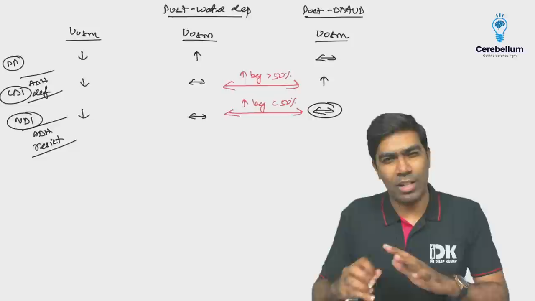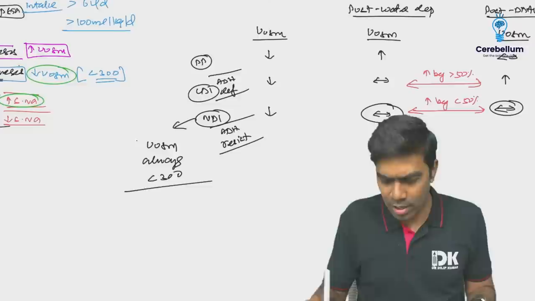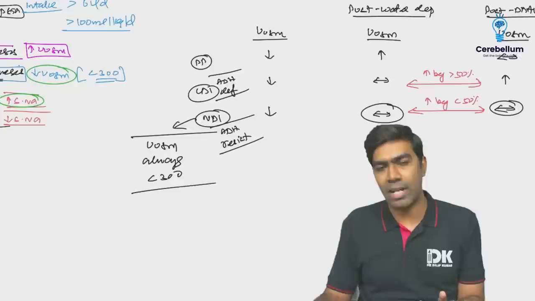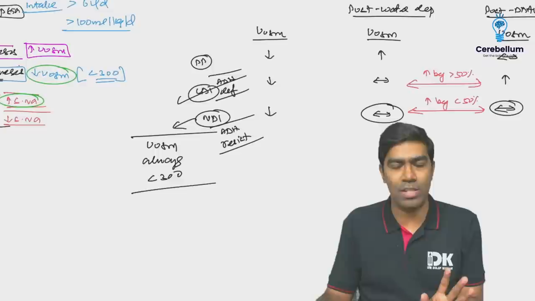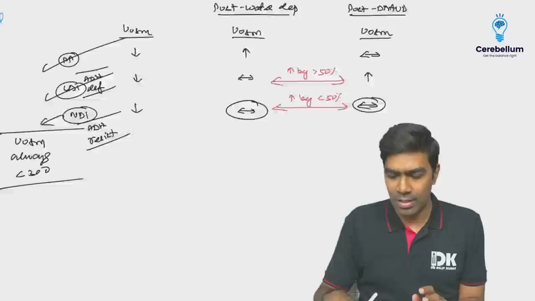So usually the clue in the exam is very simple. No matter what you do in nephrogenic diabetes insipidus, urine osmolality will always be less than 300. That itself is a big clue. In central, definitely at one point it will increase to more than 300. In psychogenic polydipsia also, it will increase to more than 300. Nephrogenic, no matter what you do, it will not increase to more than 300. It will be less than 300 only. That itself is a straightforward giveaway for nephrogenic diabetes insipidus. So what's the treatment? Treatment is nothing here in patients with psychogenic polydipsia.